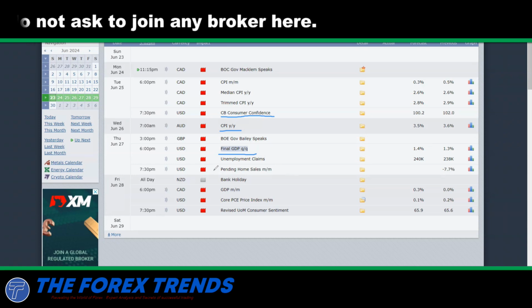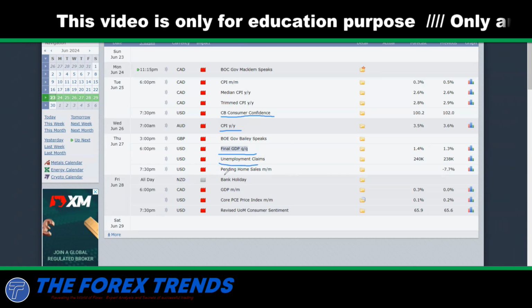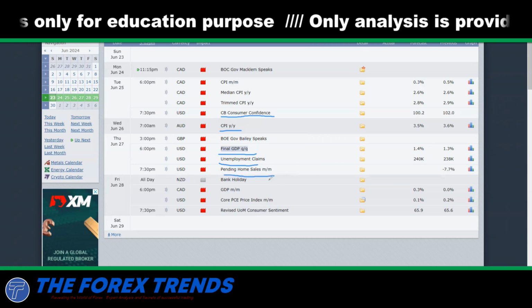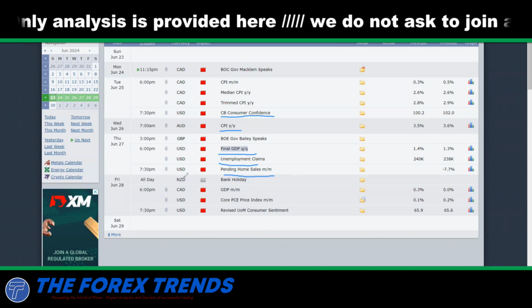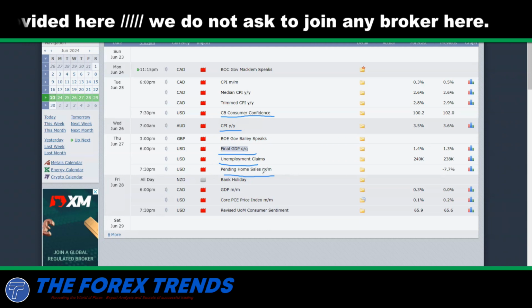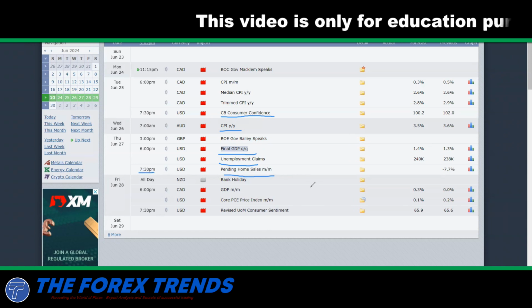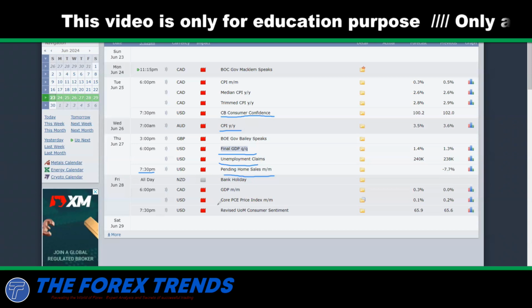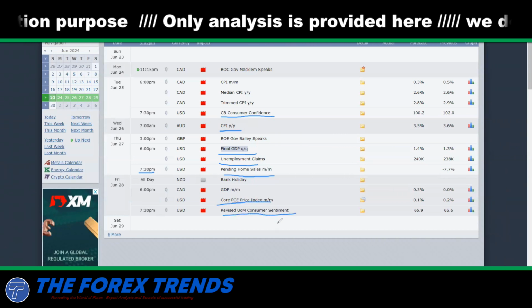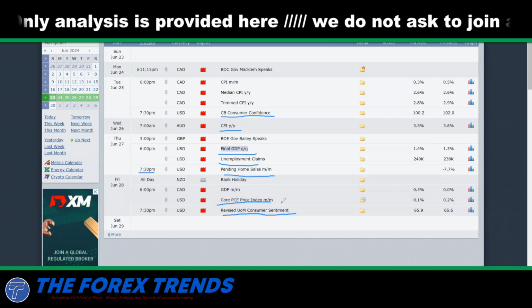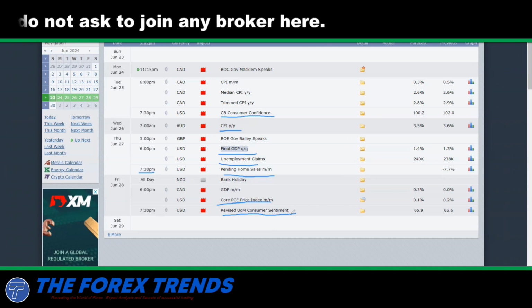And after this news, we have unemployment claims and pending home sales. These two news are scheduled at 6 p.m. IST. Sorry, one news, that is pending home sales, is scheduled at 7:30 p.m. IST. And on Friday we have two news, that is the core PCE price index and revised UoM consumer sentiment. The core PCE price index is great news, and it will provide extra volatility in the market.